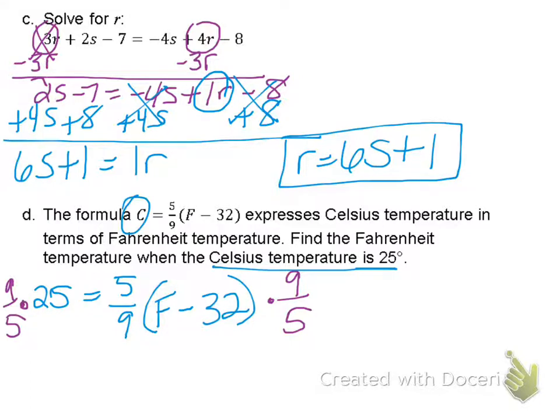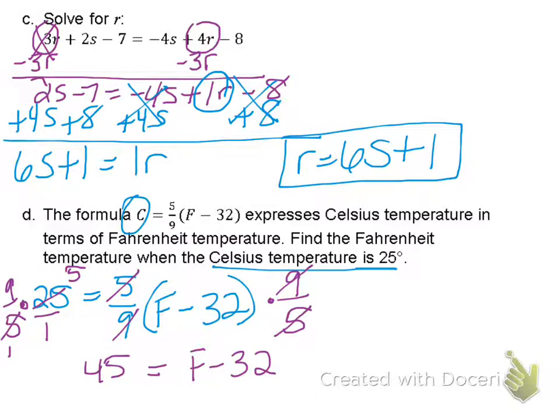And that will cancel the 5 and the 5 will become 1, and the 9 and the 9 will become 1. So all that will be left is F minus 32. And on the other side, we can cancel the 5, goes into 5 once, and it goes into 25 5 times. And then we have 9 times 5 on the top, which is 45.